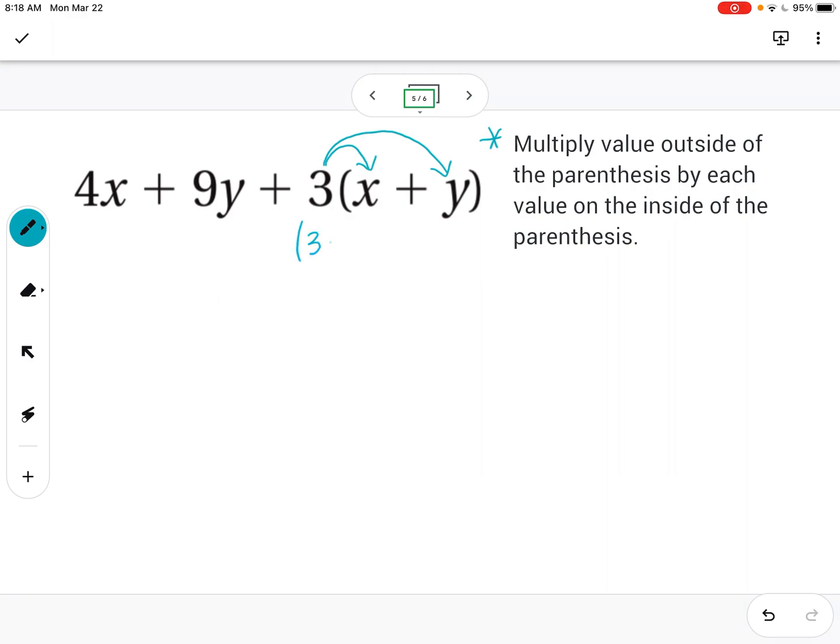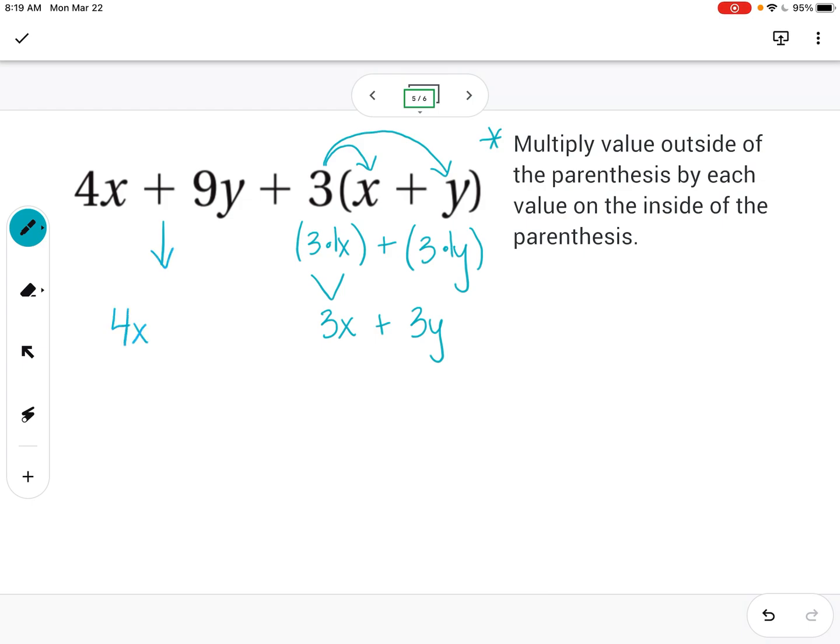So of course, I'm going to do 3 times x, and then the sign in between is plus, and we have 3 times y. All right, so start off by simplifying that. What is 3 times x? That's 3x, right? And what is 3 times y? Of course, just 3y. Those both have the imaginary coefficient of 1. And of course, we know 3 times 1 is 3, and then we just plop the variables on the very end. All right, now we can bring back the rest.